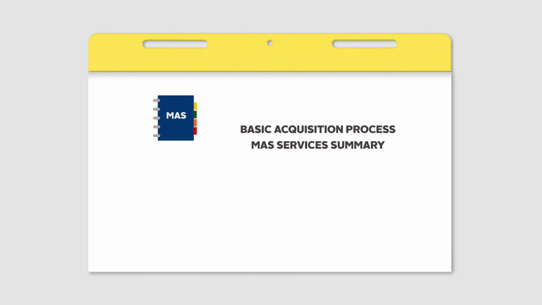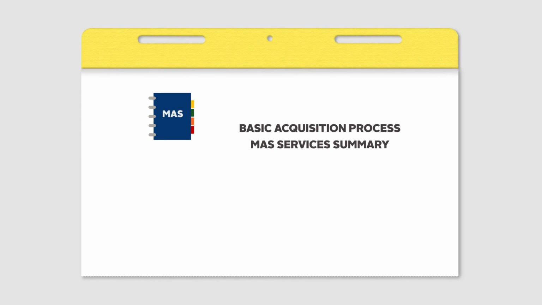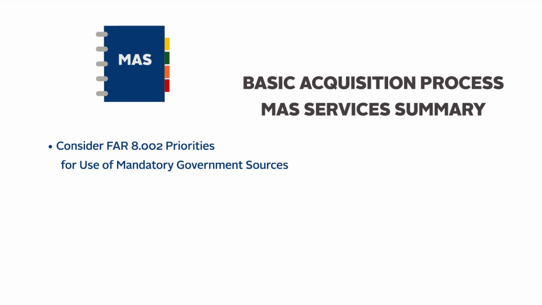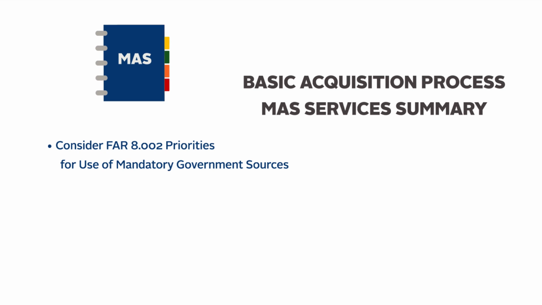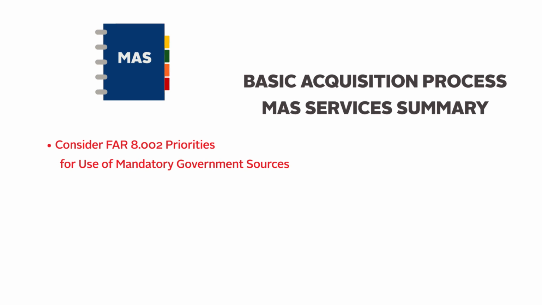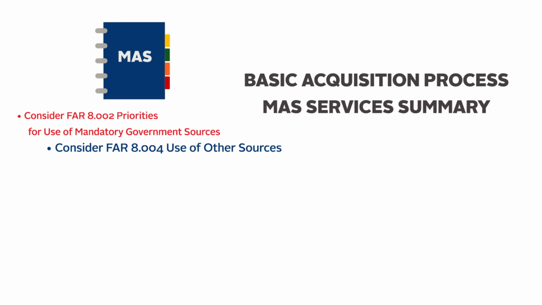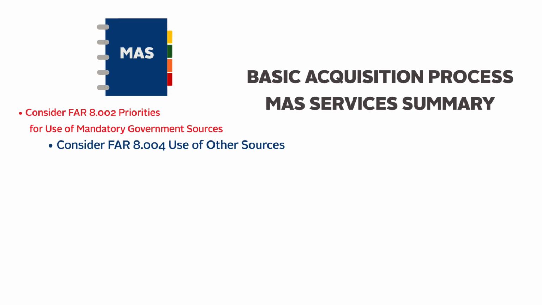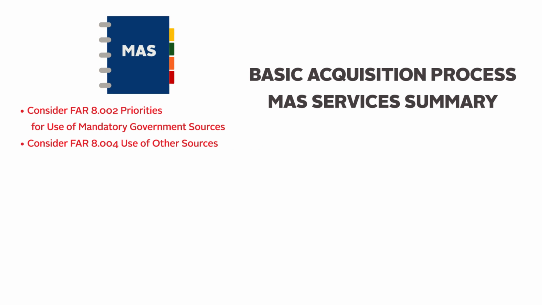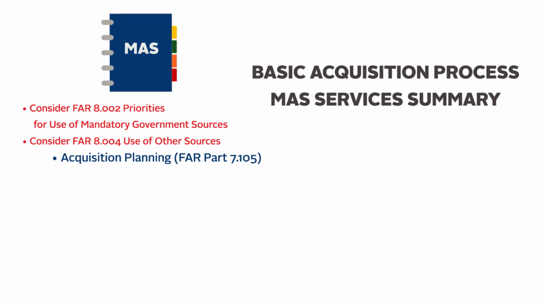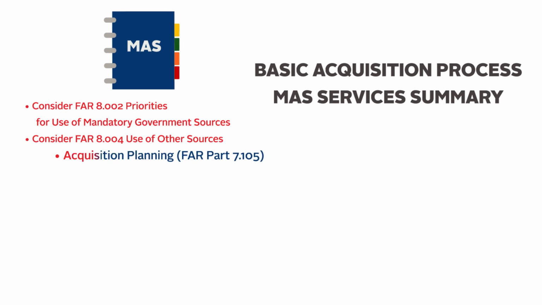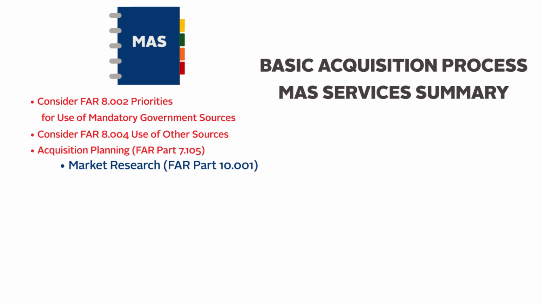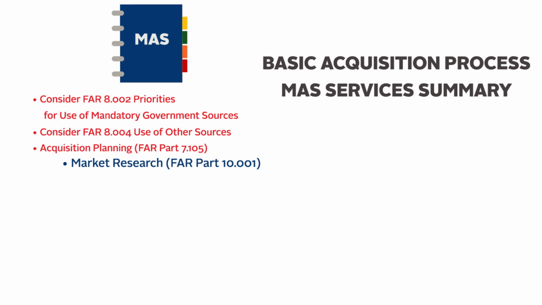Let's finish by briefly summarizing the basic acquisition process for mass services. First, consider FAR 8.002, Priorities for Use of Mandatory Government Sources, and FAR 8.004, Use of Other Sources, before planning your acquisition. Next is acquisition planning, as required by FAR 7.105. Then, market research as required by FAR 10.001.